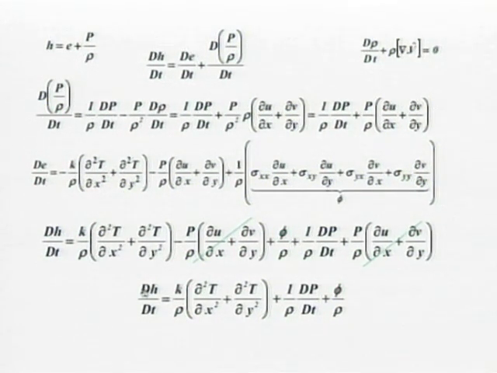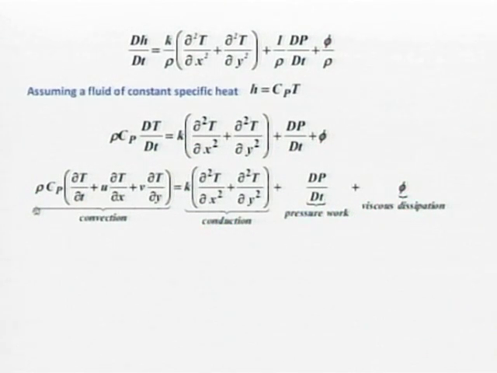What am I left with? Now it looks a little small, okay? But the trick is I have written φ, that is why it looks small, but φ is still a huge equation. So dH/dt is equal to k by ρ del square T plus 1 by ρ dP/dt plus φ by ρ. We have not achieved what we are supposed to achieve. What are we supposed to achieve now? Write for H as Cp T. If I take Cp constant, I get ρ Cp dT/dt equals k del square T plus dP/dt plus φ. Let us write this equation. Come on, at least the final equation we are supposed to write.